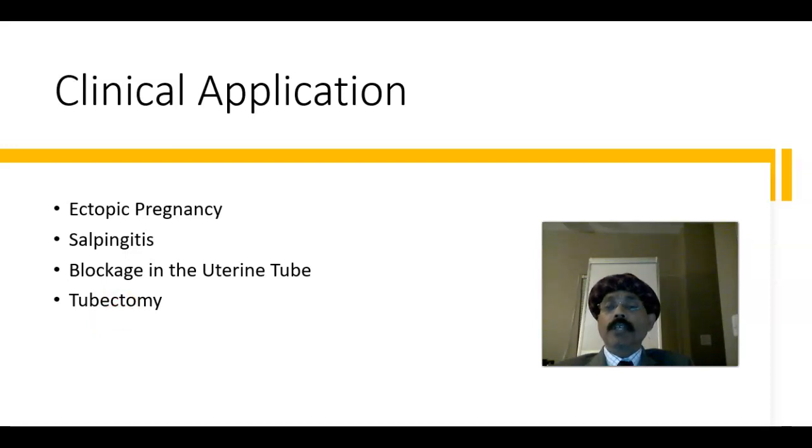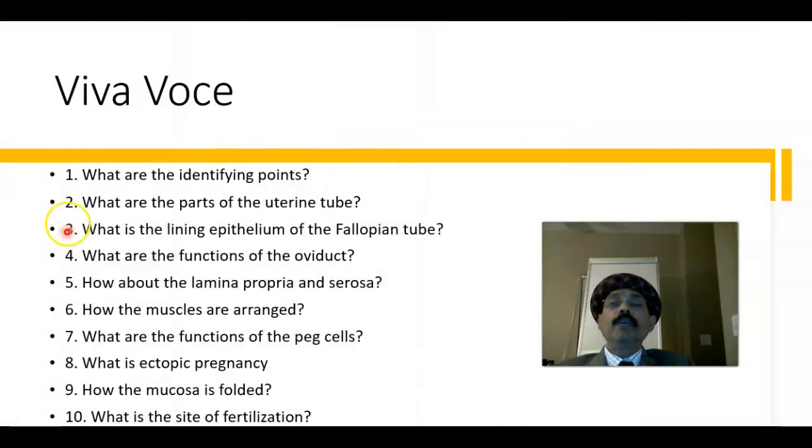Okay, we got that. Now here's some viva questions. What are the identifying points? We have very simple: mucosa, muscular layer, and serosa. The mucosa is lined by tall columnar ciliated epithelium. We have some non-ciliated peg cells in between the ciliated cells. So we have the lining epithelium like that.